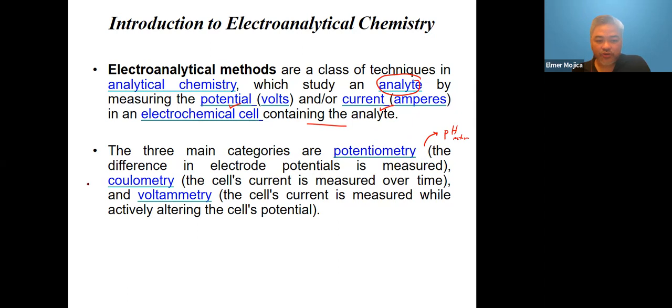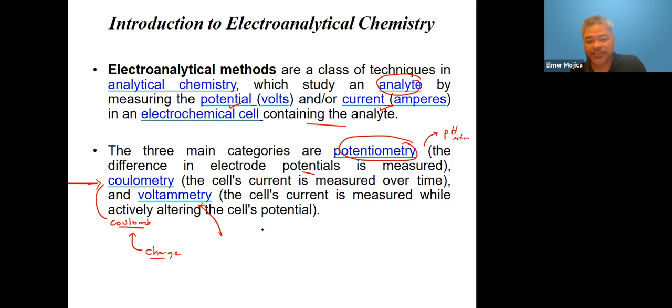Tapos meron tayong coulometry. So this is based on yung tinatawag na nating unit na coulomb. Coulomb is what? Unit siya ng ano? Anong quantity? Anyone? If potentiometry we could say is the potential, this one has something to do with a unit of charge. Okay? Now, coulometry is not, we could say, as popular as potentiometry. In fact, in other electroanalytical chemistry lecture, they just focus on potentiometry and yung tinatawag na voltametry.